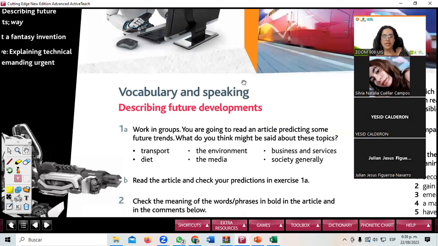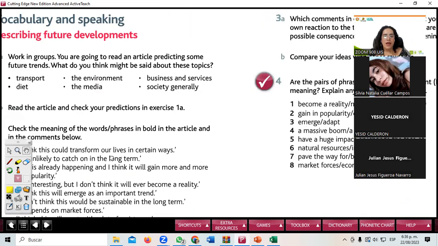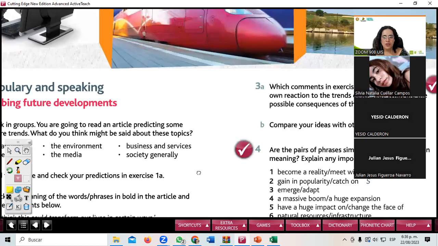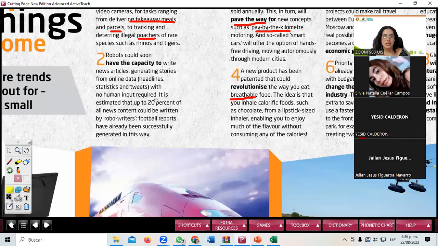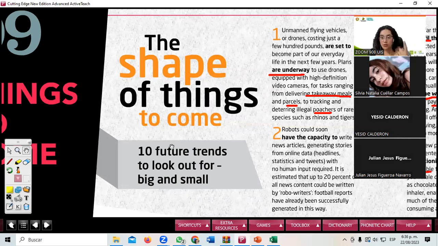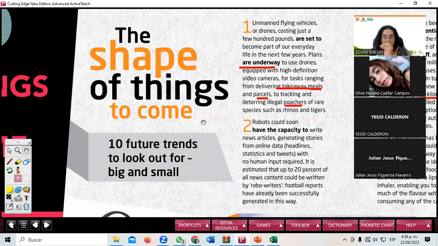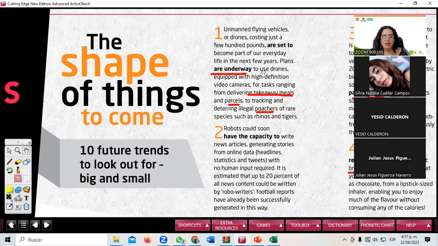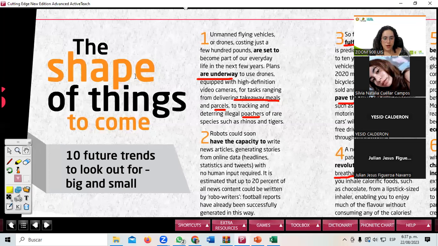So we're going to start reading the text and then we will answer the questions here or the meaning for these phrases that we have, okay, in number 2. Let's start reading the text. The Shape of Things to Come: 10 future trends to look out for, big and small. Remember, this text is a bit old, so we already saw some trends that became reality in our present. Let's continue. Lisette, can you read the first paragraph, please?